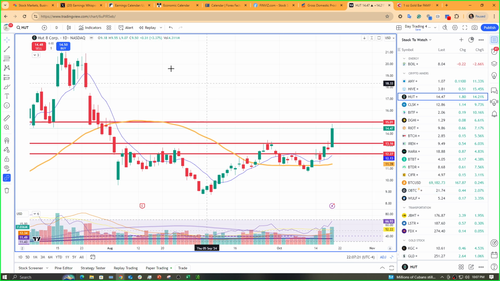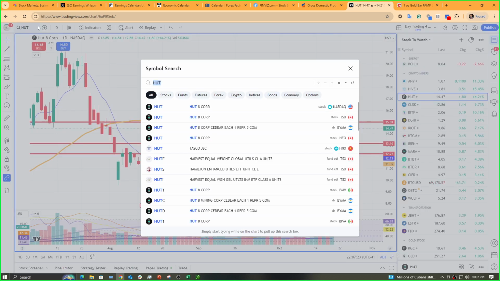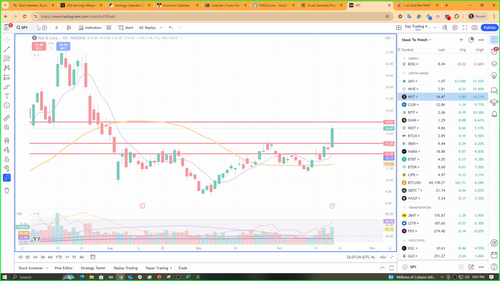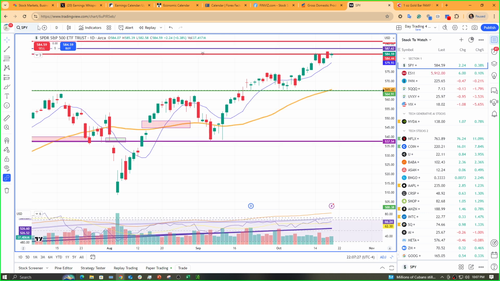Going into the next week, we got earnings. Like I said, we got earnings that can move the market to the upside or to the downside. Now, S&P 500, we're right here trading above that 585. And as you can see, we got stuck here at 585, not once, not twice, not 3 times, but 4 times, right? So we actually closed right here.